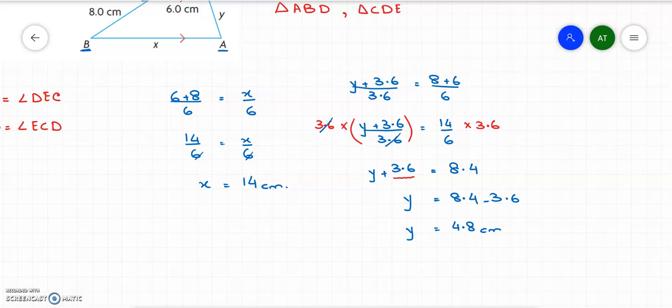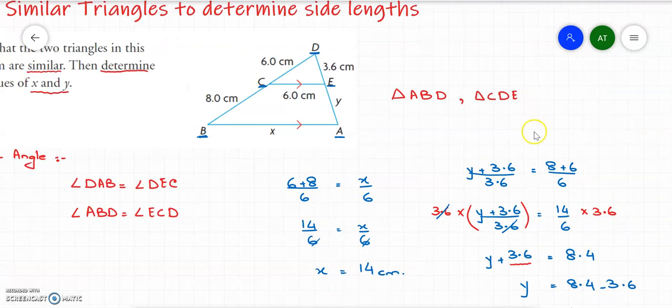I hope you understand how to use similar triangles to find the lengths of the missing sides.